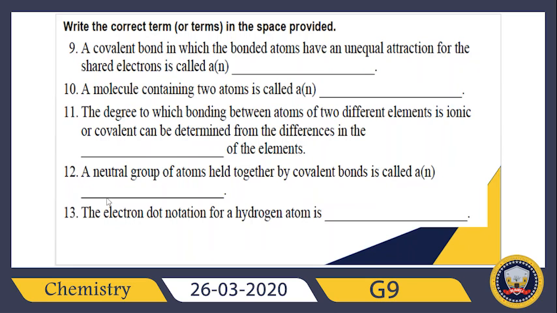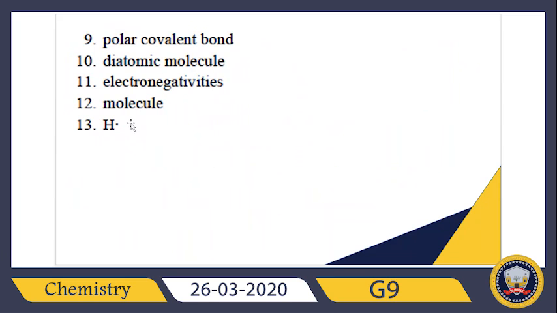So 12, a neutral group of atoms held together by covalent bonds is called what? That's easy, come on. It is a molecule. Now, the electron dot notation for a hydrogen atom is what? That's also very easy. For hydrogen, you just write H and a dot next to it. So here are the answers. You can see, these are very easy questions.